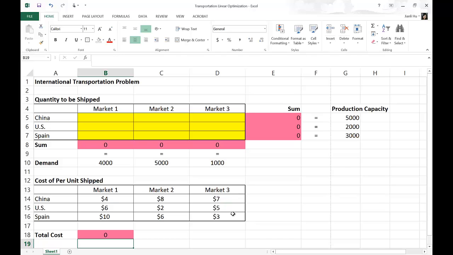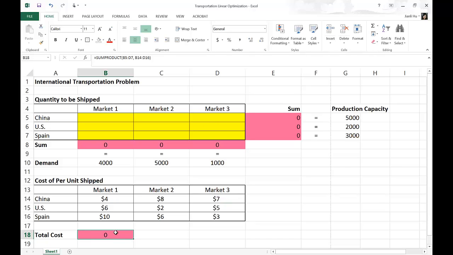Okay, once we set it up, now we're actually done. So basically, no matter what kind of problem you have, what you need to do is write down how many you can produce in each country, what the demands are, then you enter the formula in the pink cell. Above here, that's the summation of the rows, and down here, that's the summation of the columns. And for here, this is the total cost.